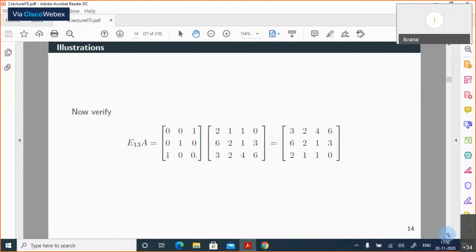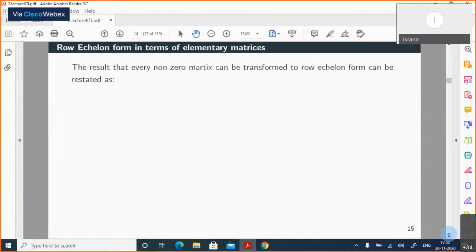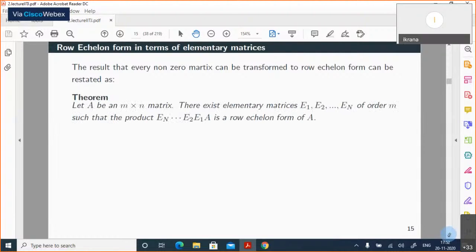So everything is fine. Let me not spend much time on this. What we can say is that the theorem that every m cross n matrix can be brought to a row equivalent form is the same as saying that there exist elementary matrices E1, E2, ..., En of order m.